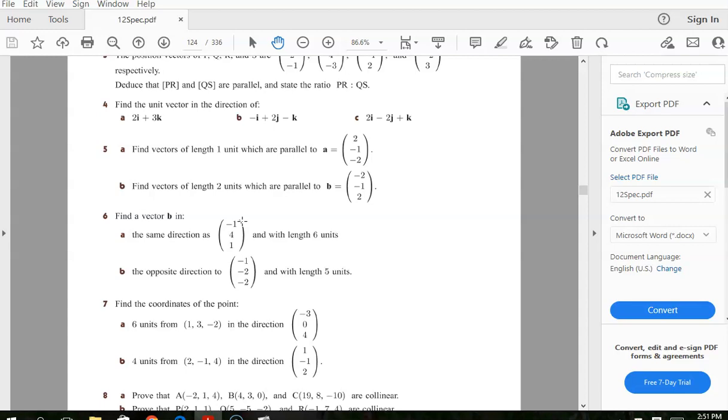Could you find the vector in the same direction, a unit vector, that would be length 1? Yes. Well, now I want it to be length 2. So I have it as length 1. All I have to do is now multiply by 2. Correct. Right. So same sort of thing.